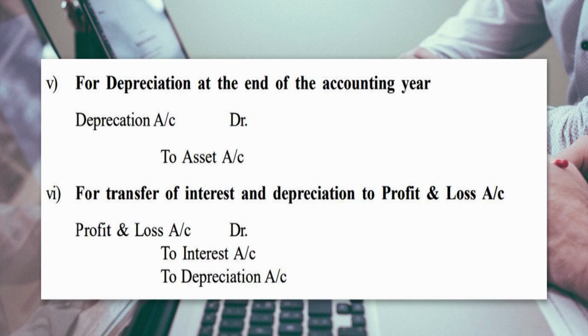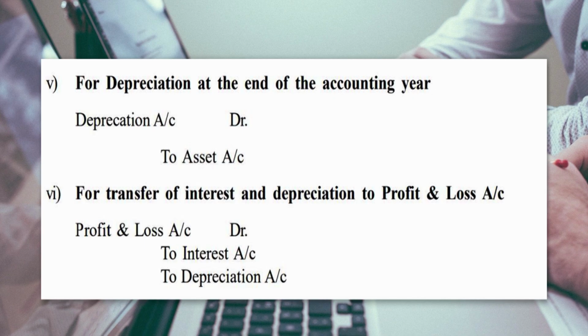So here the value of the asset is going to be reduced. So in order to reduce the value of that asset by the same amount, the asset account has been credited. Next, for transfer of interest and depreciation to profit and loss account.